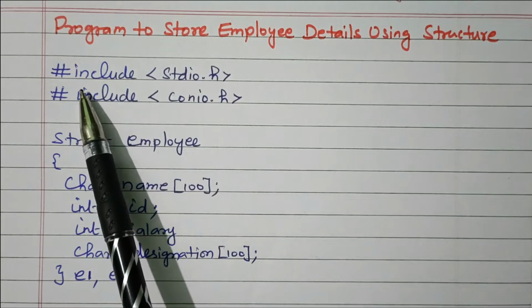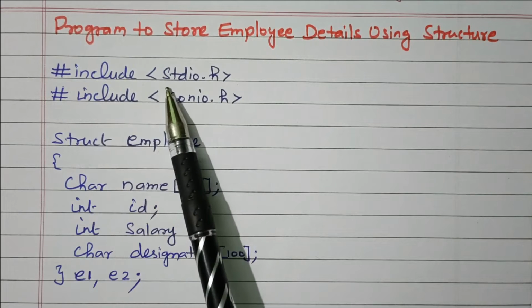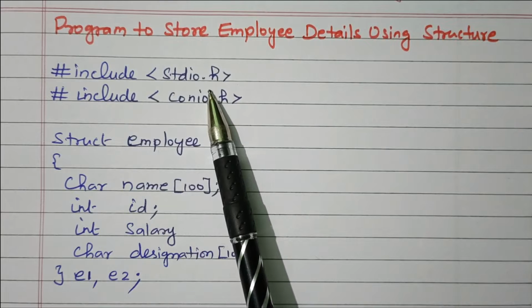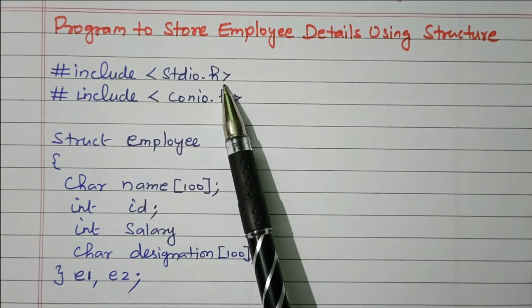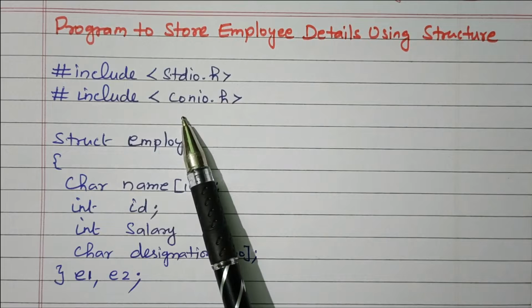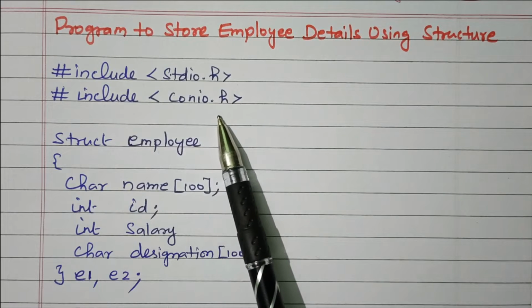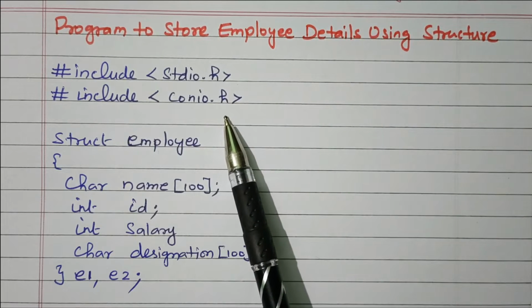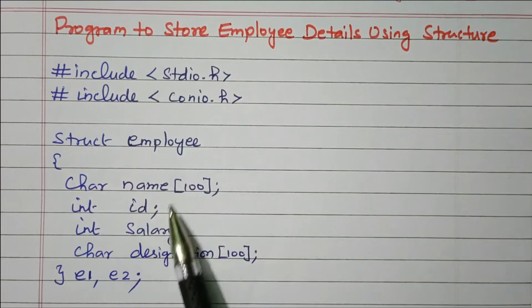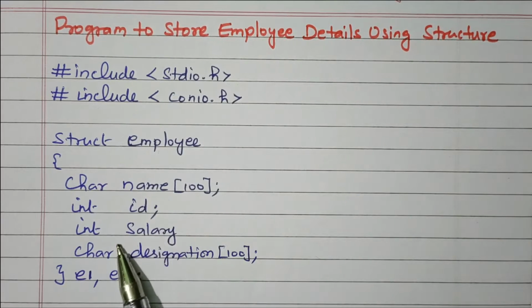First we will include the header file. #include <stdio.h>, standard input output header file, used for printf and scanf. #include <conio.h>, console input output header file, used for clear screen and getch. Now before starting the main program, we will define the structure. This is the definition of the structure.